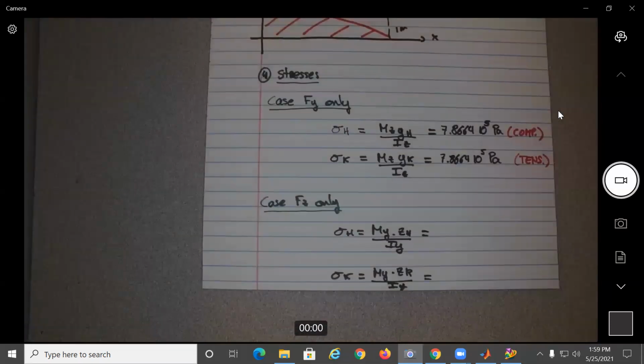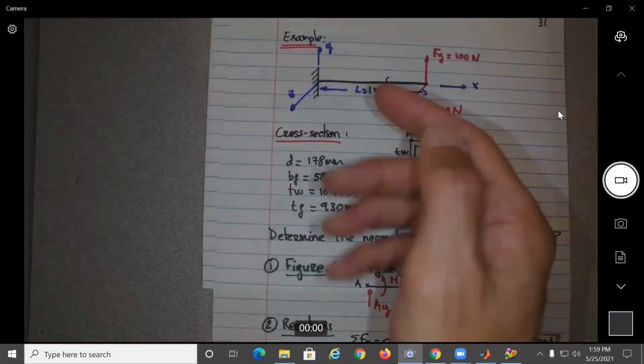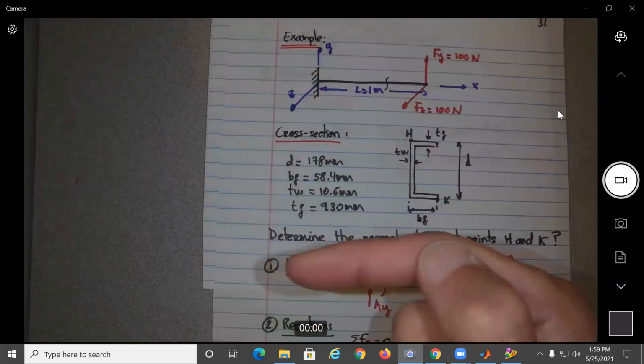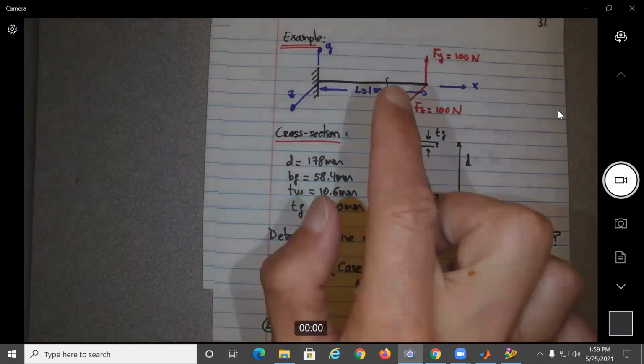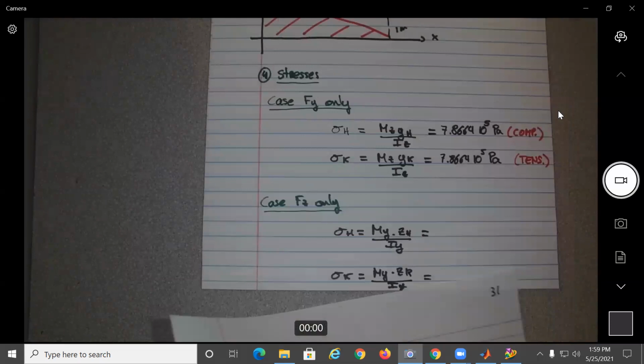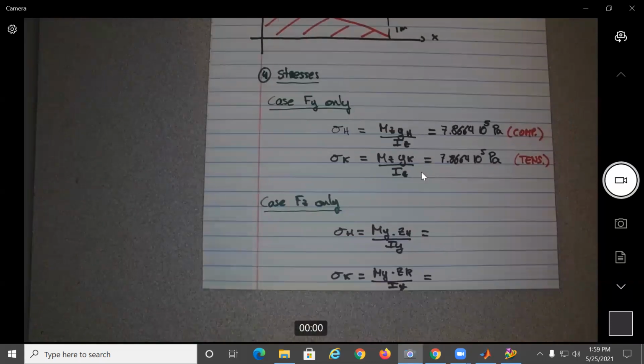All right, so again, we have this cross section. Now this is bending about the Z. So you are pushing in that direction, no? Yeah. So what would H be? Try to think whether it would be tension or compression. H should be in compression, I agree. And K should be in tension, no? But again, let's see what the finite element will give us.